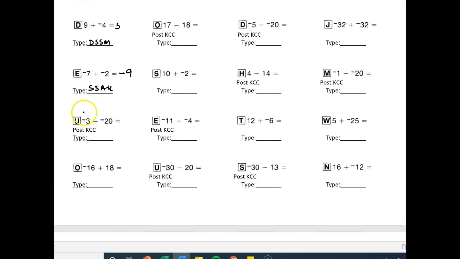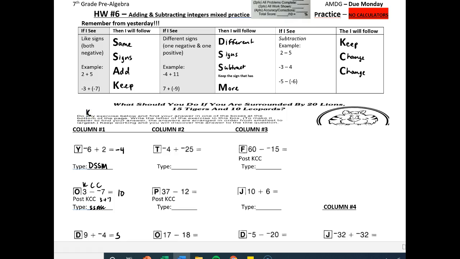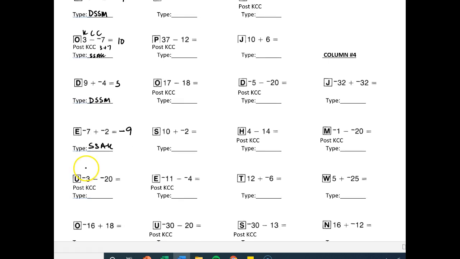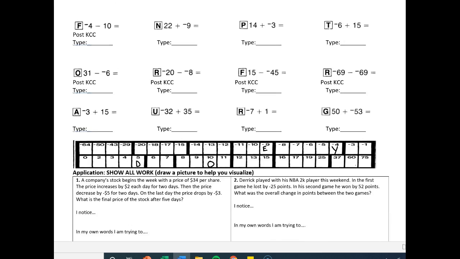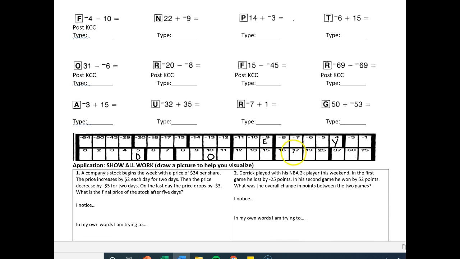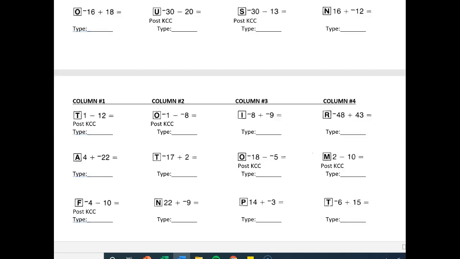U. Notice subtraction sign, so immediately I have to start thinking KCC. So negative 3 stays the same. You keep it. Change the subtraction to addition, and change the negative 20 to a positive 20. So now this is negative 3 plus 20. That is a different sign subtract more problem. That's going to be positive 17, because 20 minus 3 is 17, and you have more positives. So on the back side, find positive 17 and put a U there.